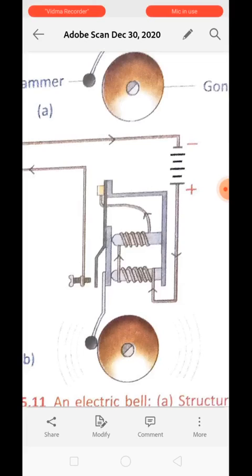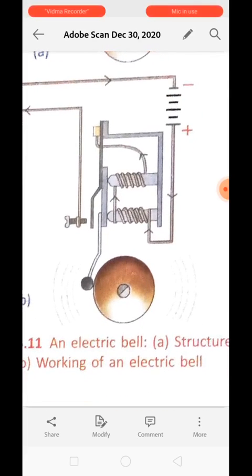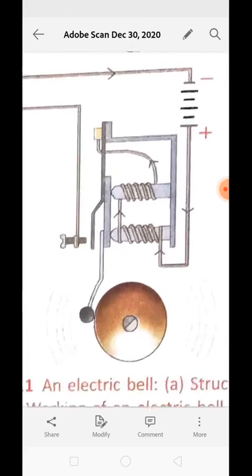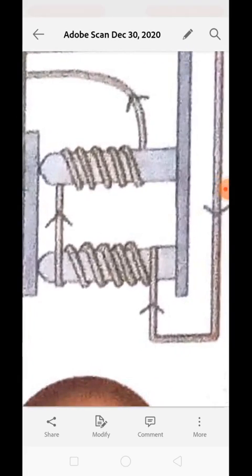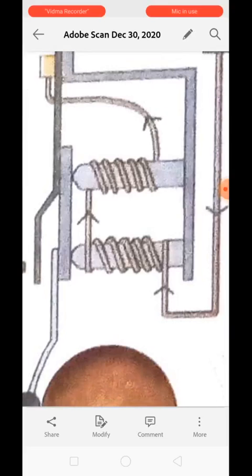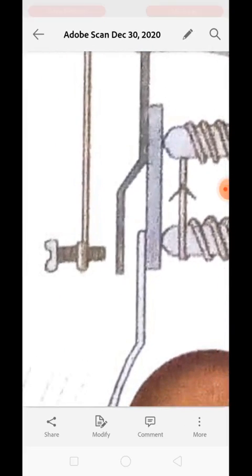Understood how the sound is being created? Now the hammer connected at the end of armature moves and hits the gong and produces the sound. This is the way the sound is created. Just think now what happened. When the hammer is moving downward, or when the U-shaped electromagnet has attracted the armature, the contact between the armature and contact screw is broken.